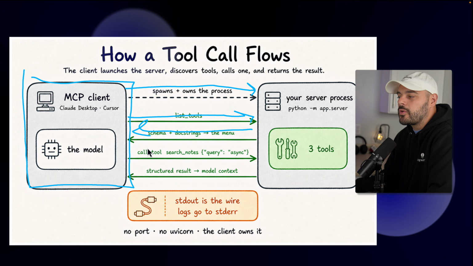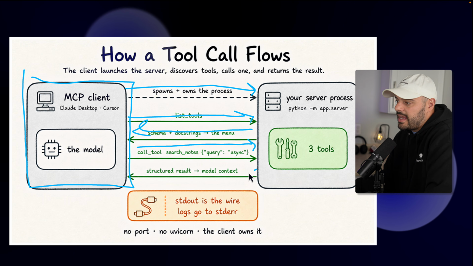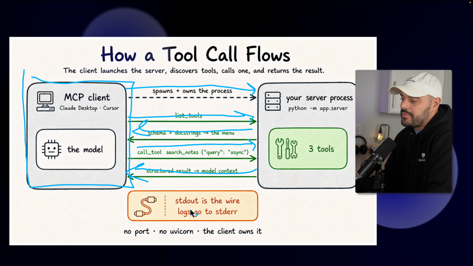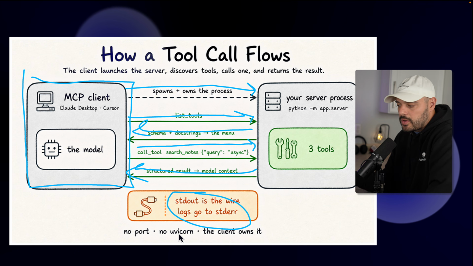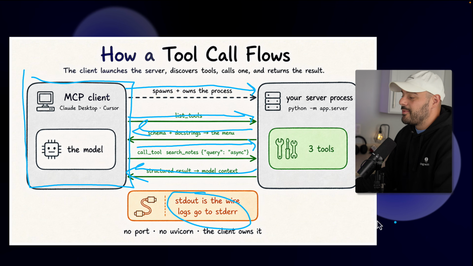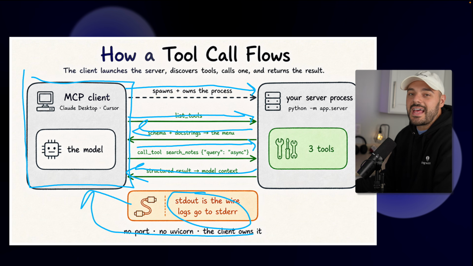And then we're going to request an ID of 2 from our dev notes, and it's going to give us our notes back. So stdout is the wire to get the logs. We don't need ports, we don't need Uvicorn. The client, which is the MCP, owns everything.